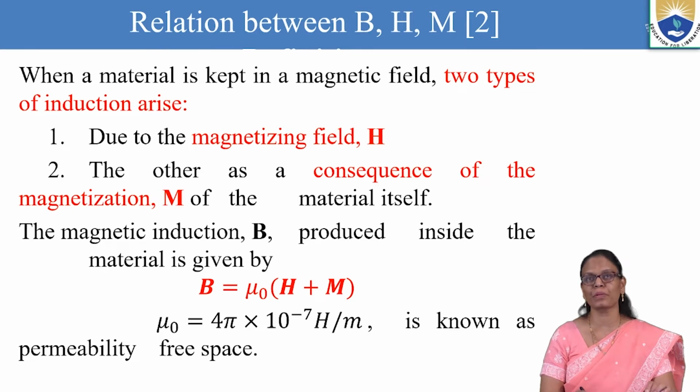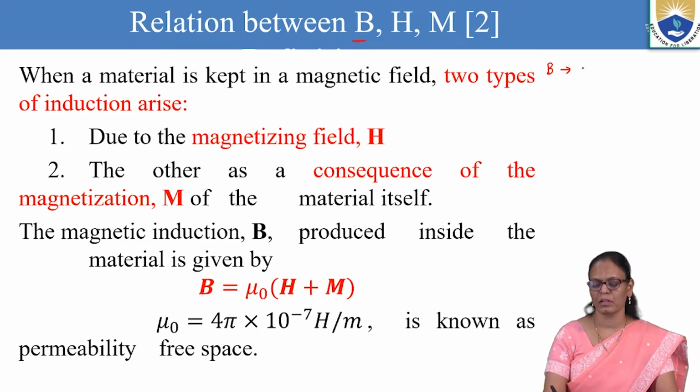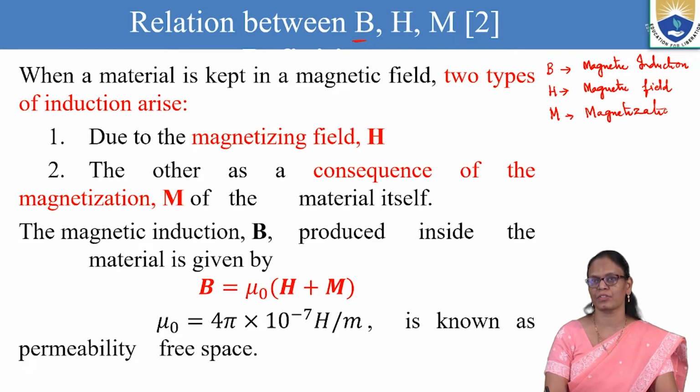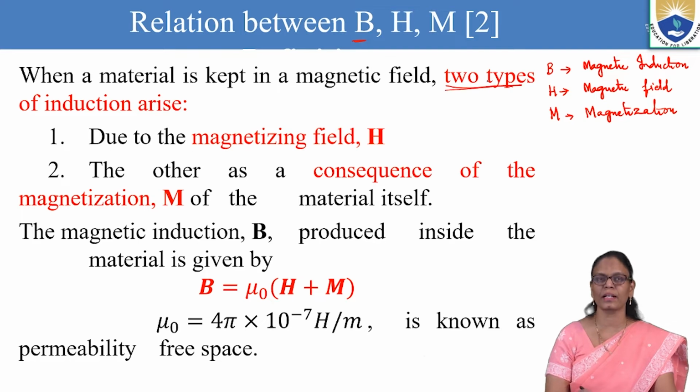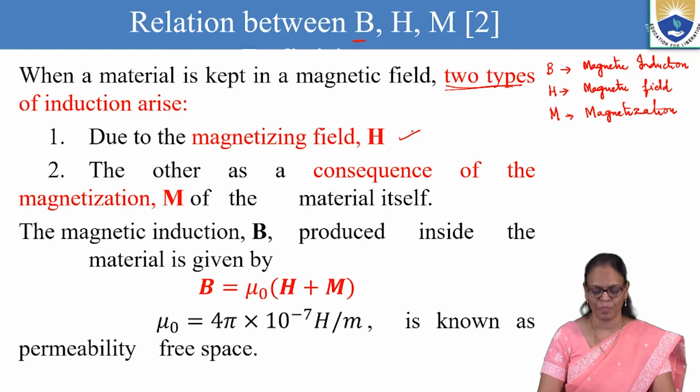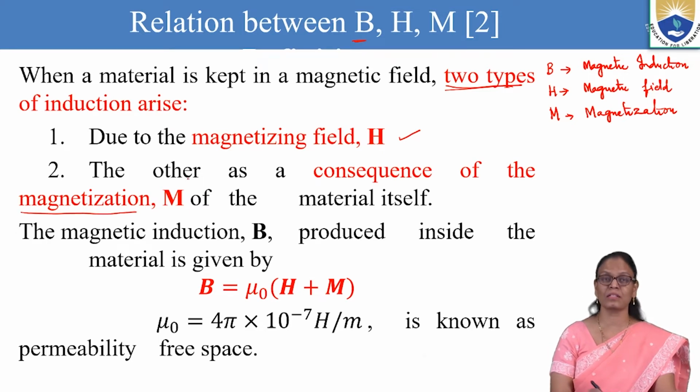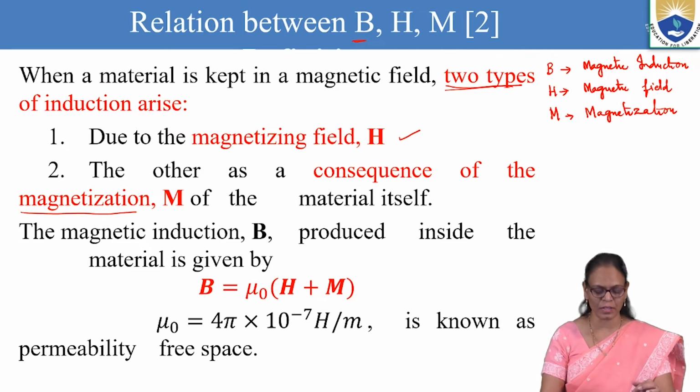Now we are going to see the relationship between B, H and M. What is B here? B is the magnetic field induction, or magnetic induction. H is the magnetic field, or the strength or intensity of the magnetic field. And capital M represents the magnetization. So when a material is kept in a magnetic field, two types of induction take place. One is due to the magnetizing field H, and the other is a consequence of magnetization, meaning the material is getting magnetized.